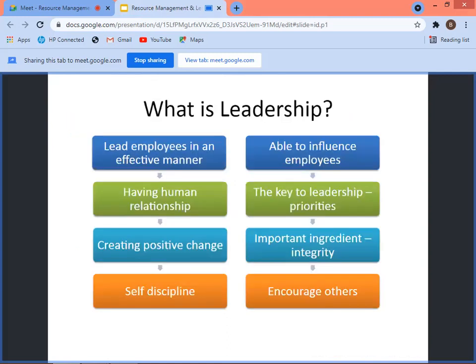So let's now talk about what is leadership. Lead employees in an effective manner. Okay. Able to influence employees, having human relationship. The key to leadership: priorities, prioritization, creating positive change. Important ingredients: integrity, self-discipline, encourage others to work better. What's leading employees in an effective manner?